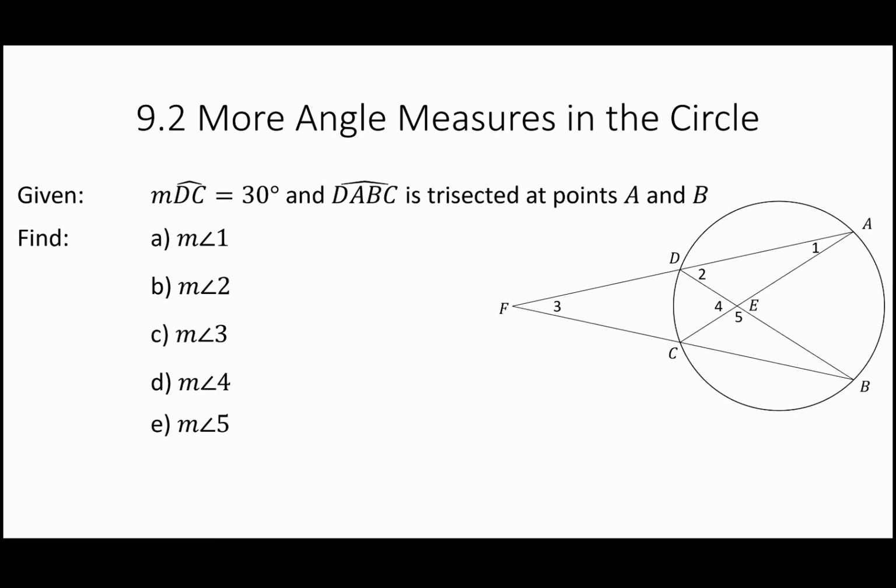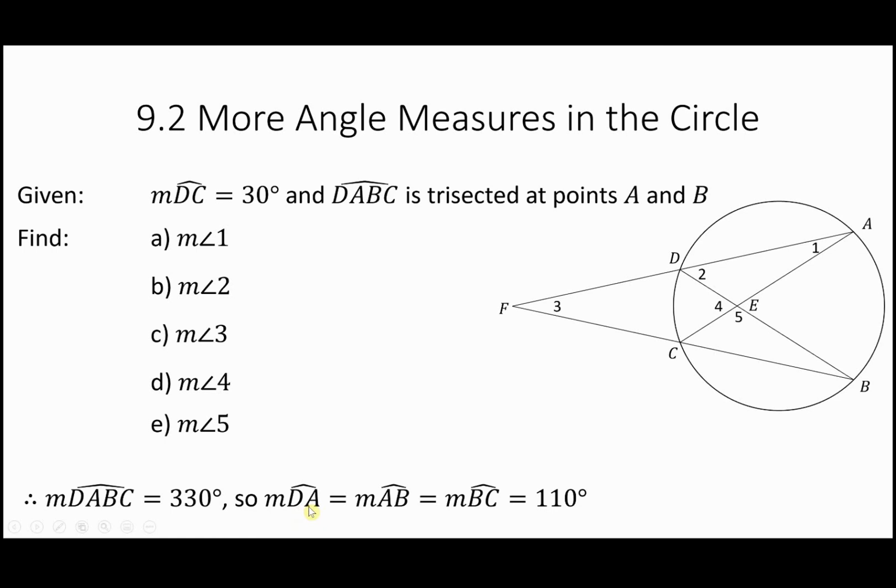Okay, so let's start off by noting that minor arc DC is 30 degrees, and so that means that arc DABC must be 330 degrees. And if it's being trisected, it's going to give those arcs DA, AB, and BC each an equal measure of 110 degrees. Okay, so hopefully everyone can follow that. That gives us a lot of information right from the get-go.